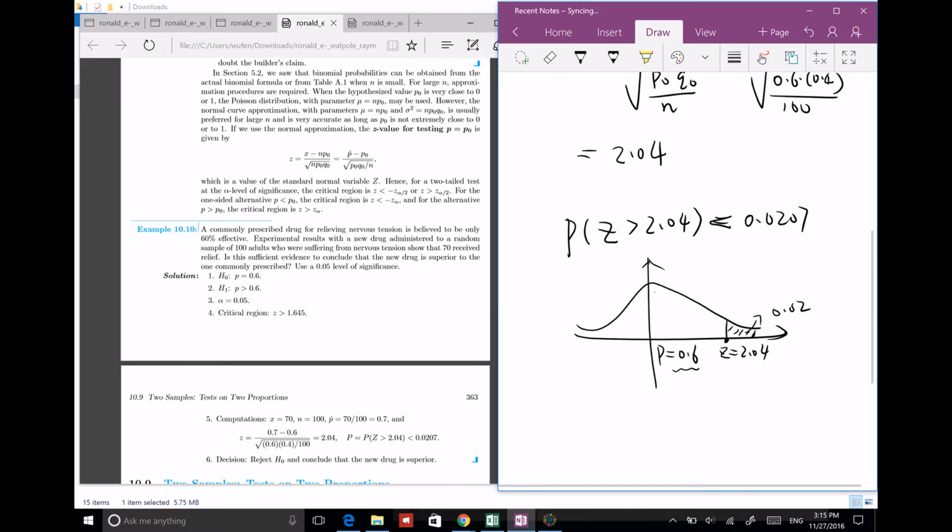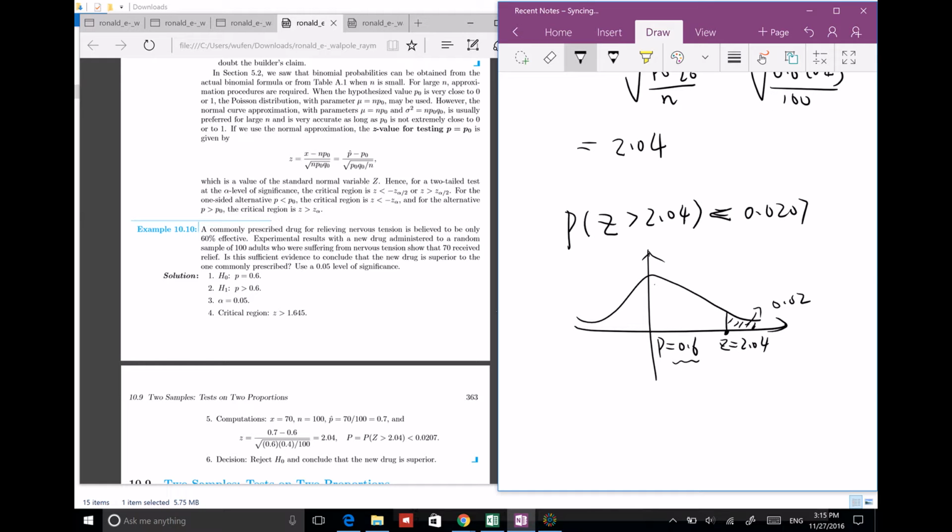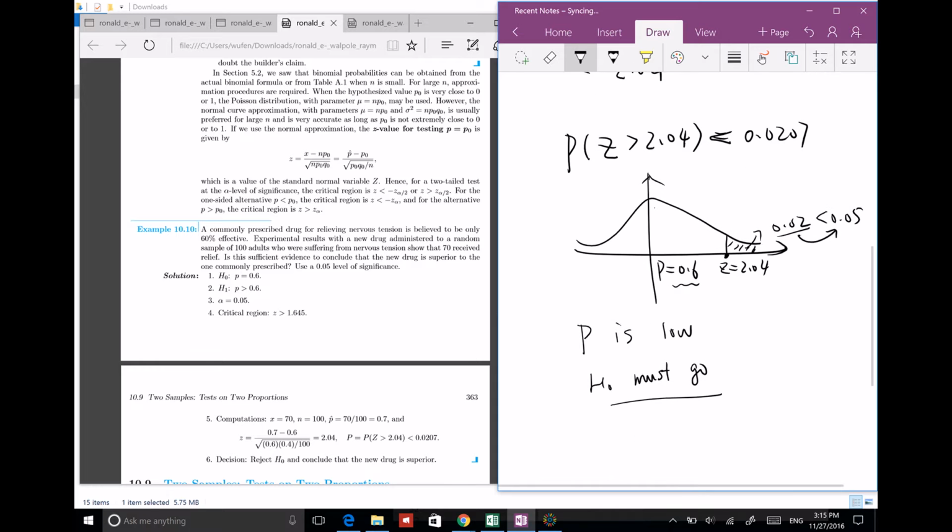So now I have to reject the null hypothesis. The p-value is small, p is low, the null hypothesis must go. So this 0.02 is really small. I compare it with 0.05. It is lower than 0.05, so the null hypothesis must go. So I have to reject the null hypothesis, which means I have to claim that the new drug is superior.